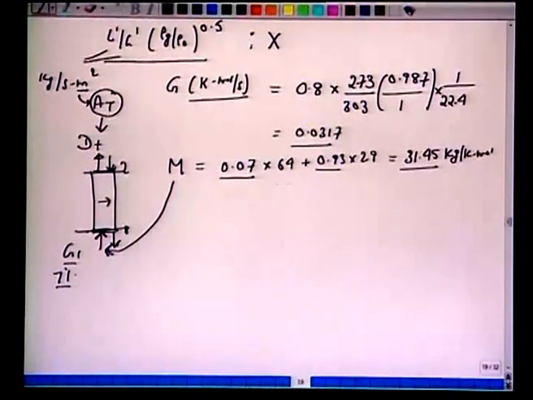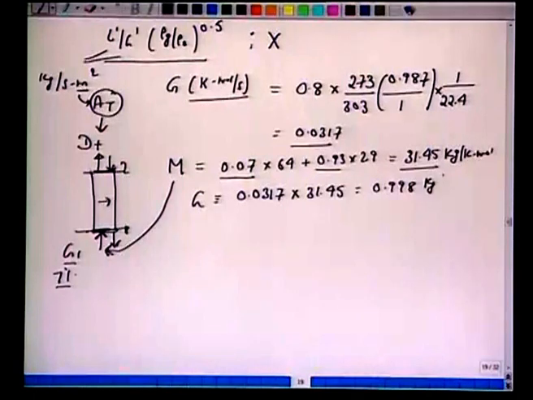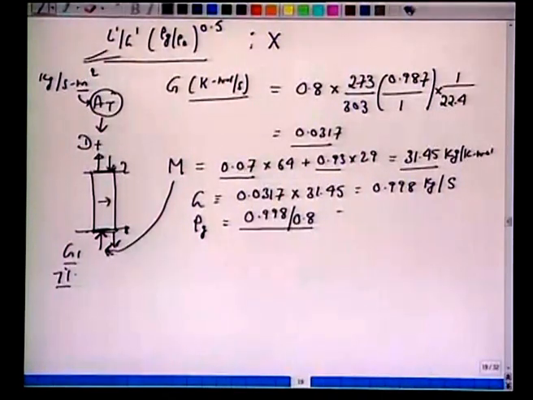So, molecular weight is 31.45 kg per kilomole, which means now we can calculate G in terms of kg per second. 0.0317 multiplied by 31.45 equals 0.998 kg per second. Okay. Rho G, gas density: 0.998 divided by 0.8, all right, to make it 1.248 kg per cubic meter.